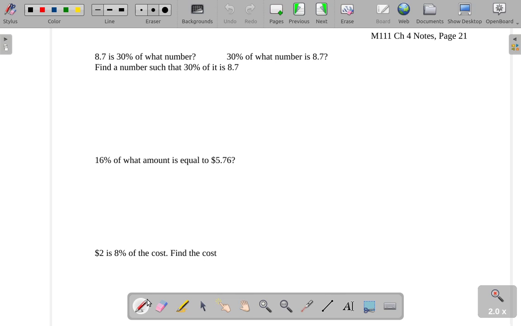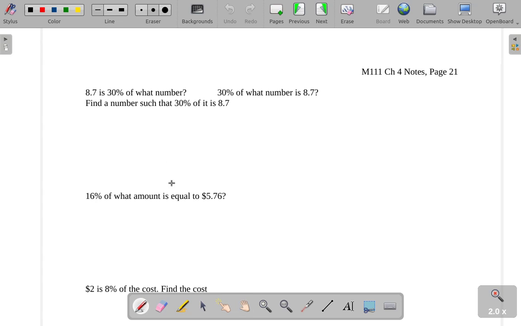Yet another way that you might see these percent problems is like these. 8.7 is 30% of what number? I kind of wrote these weird. Let me write it up here. If you do the same technique that I've been doing on the previous two videos, you're going to be fine.